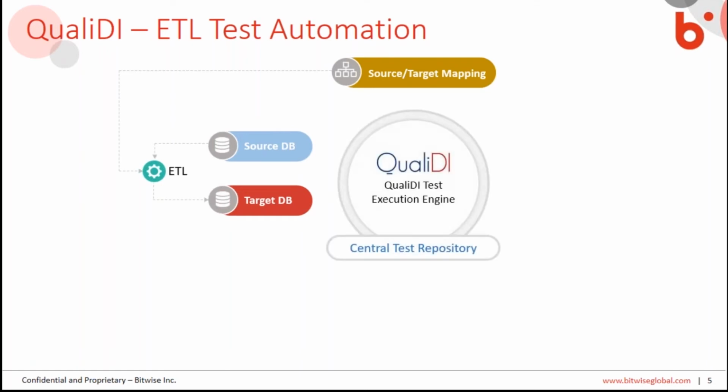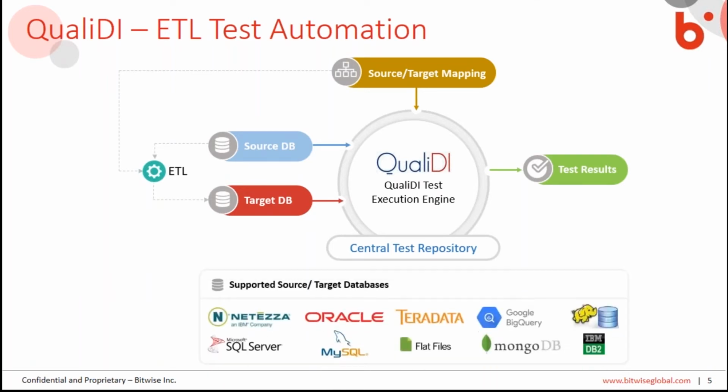Next, QualiDI uses the same mapping document, connects to the source and target databases, generates the test cases using the requirements, executes these automated tests by firing queries to the source and target, automatically compares the data, and on the basis of which test results are published. It is as simple as that. Here, QualiDI is outside the ETL process, as in it does not need to be connected to your ETL tool. QualiDI can connect to multiple heterogeneous data sources as source and target.